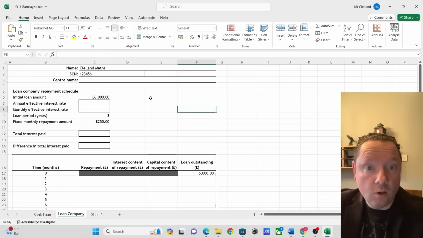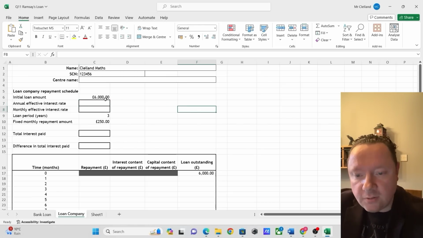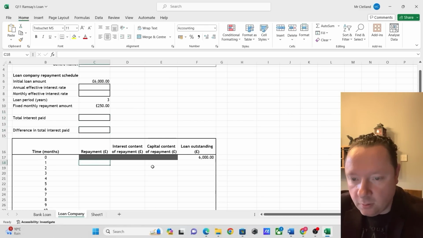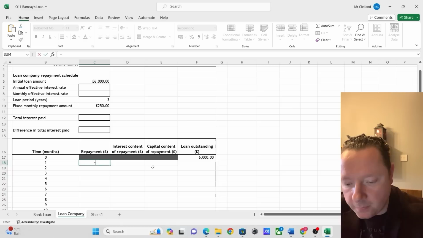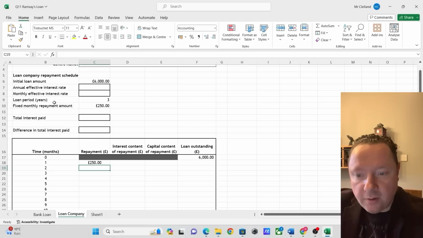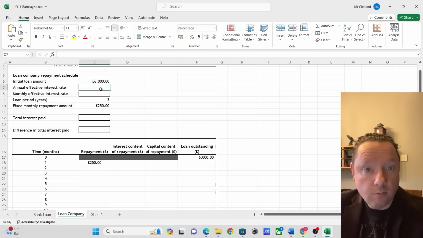So there's our loan company spreadsheet. £6,000. We don't know the interest rate, but we do know it's 3 years and it's £250. And we have to work out the total interest paid and the difference in interest paid. So the repayment we can put in here is equal to $C$10. Now, annual effective interest rate, since we don't know it, we might as well just make it up.